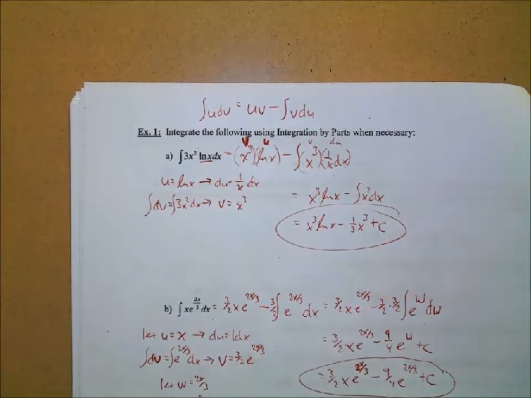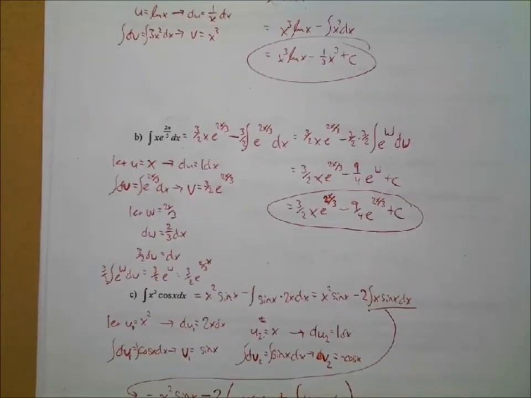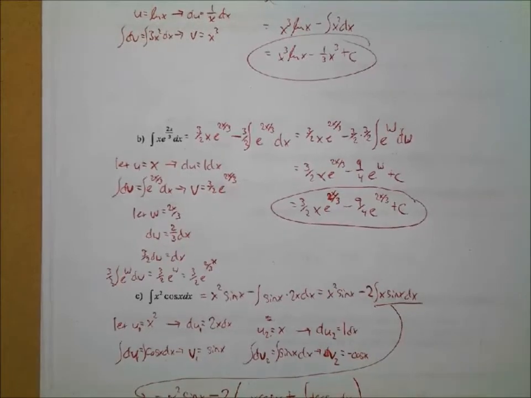All right, moving on to letter B. I'm trying to squeeze this all on there. There we go. That fits. All right, so letter B, again, we have x and then e to the 2x over 3.